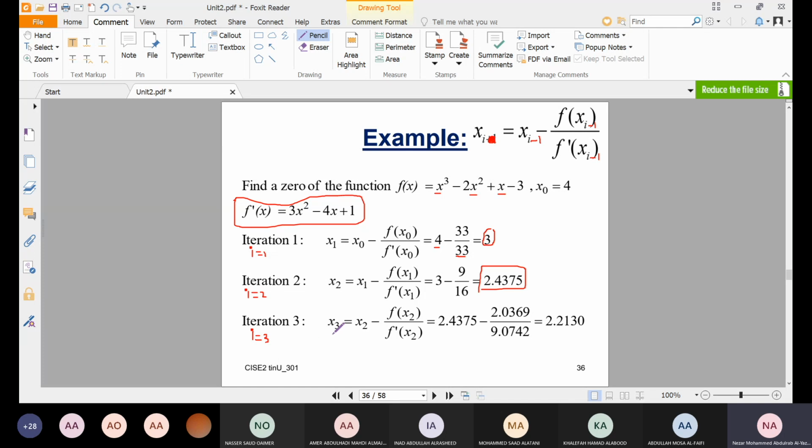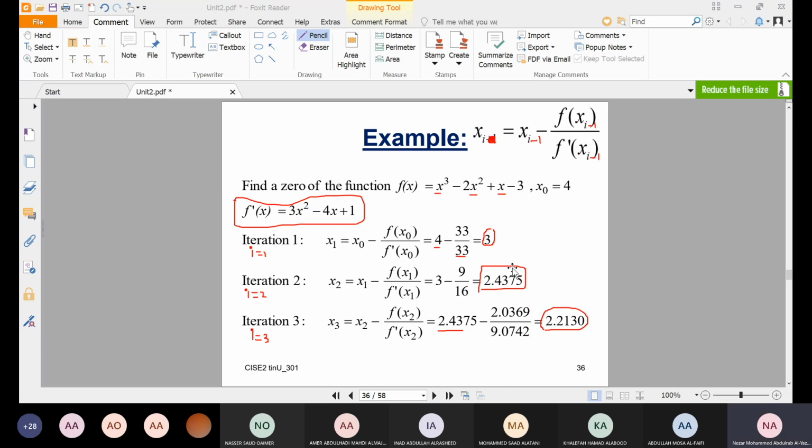The third iteration now: x3 is equal to x2, a function for x2, derivative for x2. This is x2, and this is the evaluation. This will be the value of x3. So I will continue like this. This will be the new estimate now. Okay, I will continue doing estimation until I have some stopping criteria.